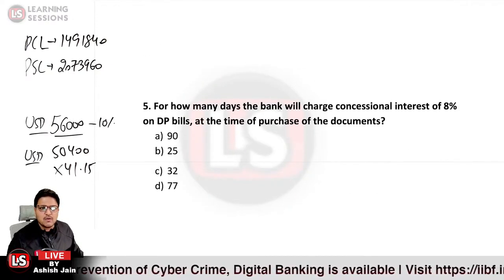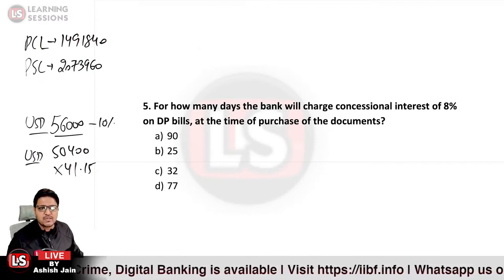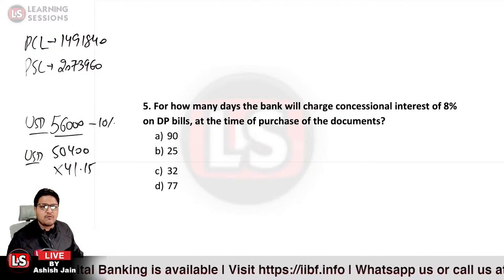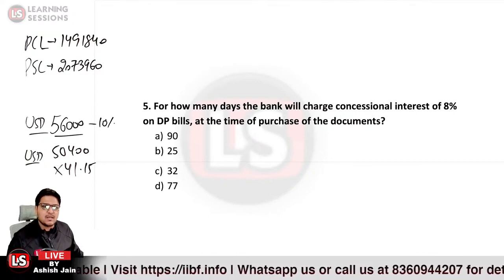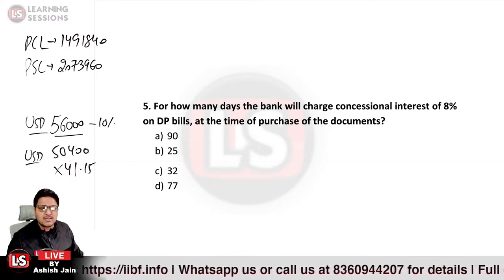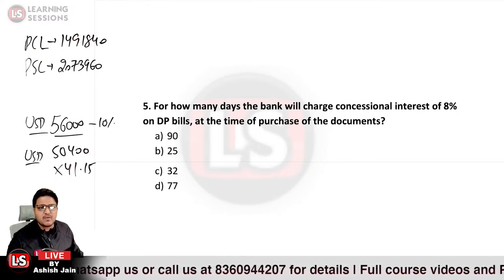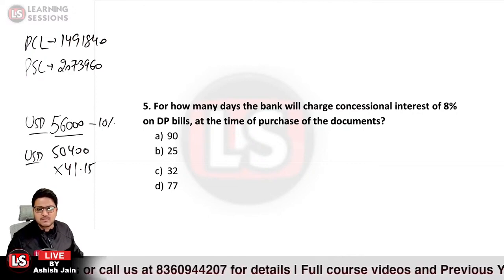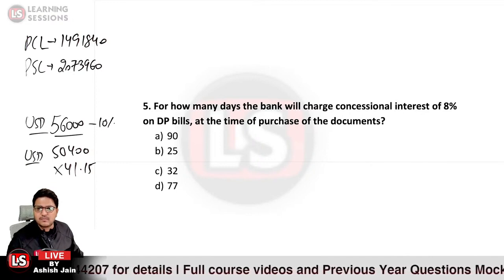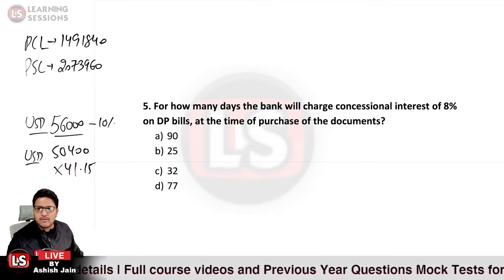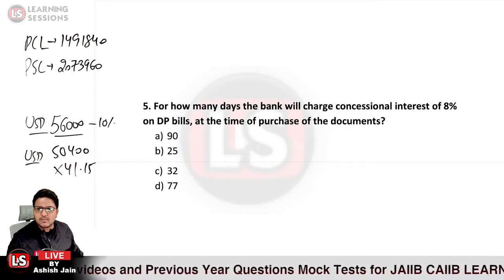Next question, it says, for how many days will the bank charge concessional interest of 8% on DP bills at the time of purchase of the documents? What would be the right answer? Question number 5 over here. If you're considering question number 5, what would be the right answer in this particular case?